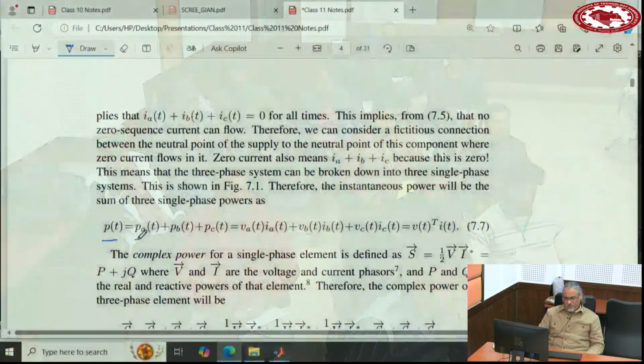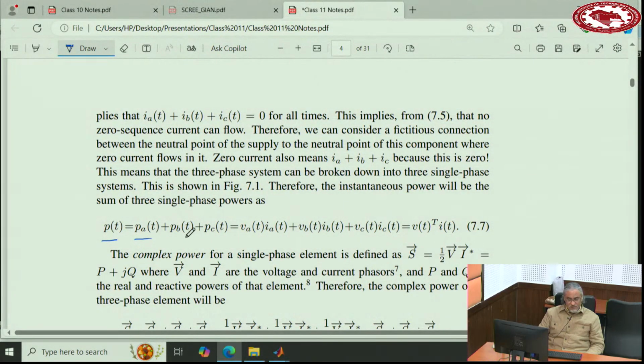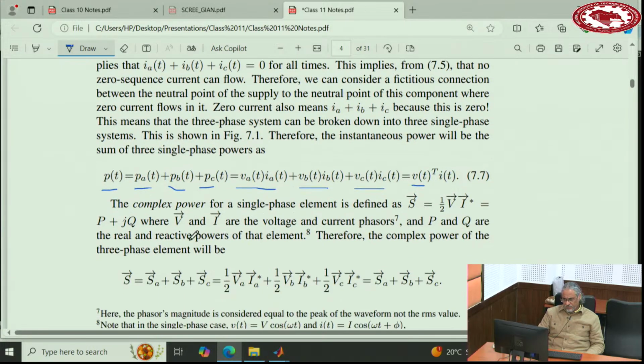And then you can say the instantaneous power is the instantaneous power of the first circuit plus the second circuit plus the third circuit. For the first circuit it is VA times IA, for the second circuit VB times IB, for the third circuit VC times IC. In terms of vector notation, you can say V transpose times I. So we consider column vectors. When you transpose that, it becomes a row vector. So a row vector times a column vector basically gives you this one.